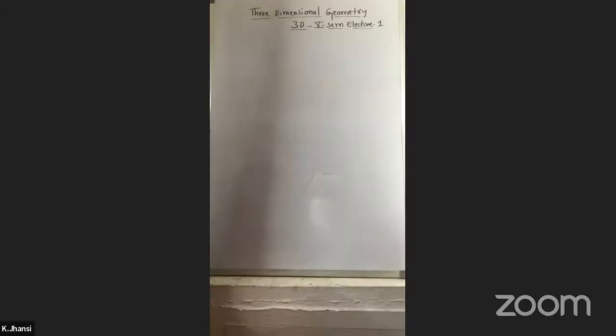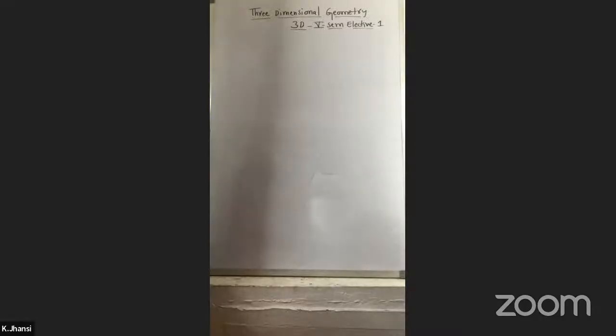The second one is: find the ratio in which the YZ plane divides the line joining P and Q. This is also one of the important problems for a 5 marks question. After that, you have one more example.